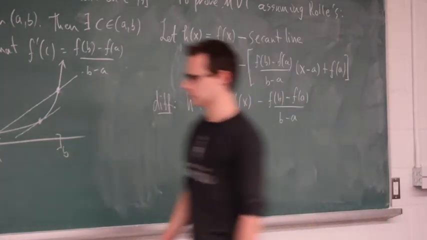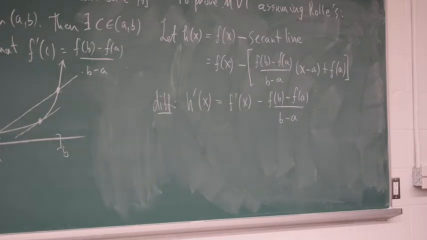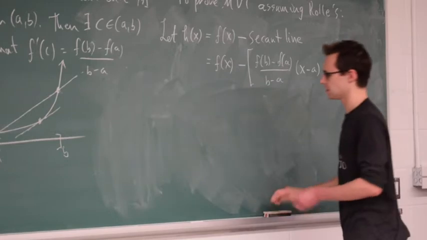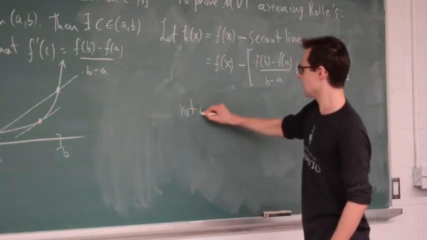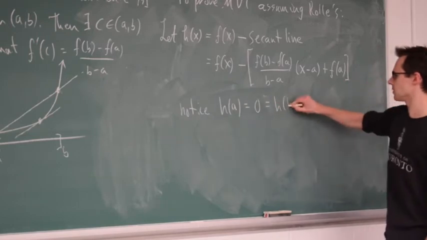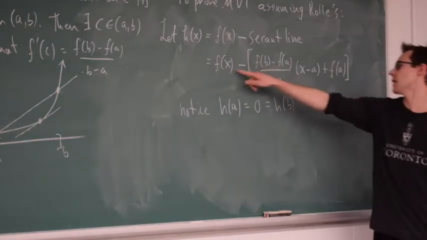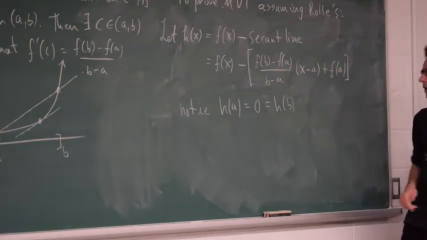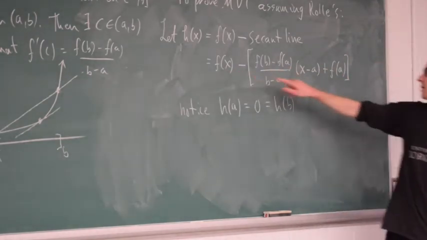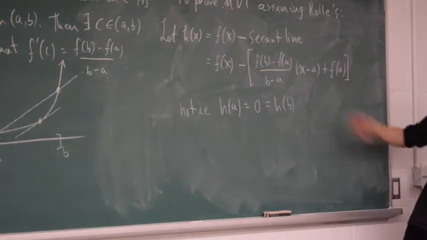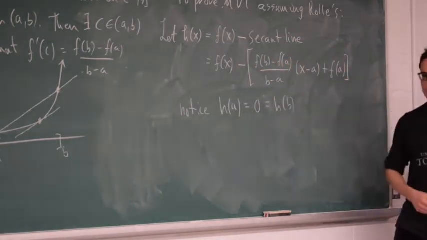First, let's actually check that if you sub in a or b, you do get zero. Let me just put that step in quickly. Notice that h of a equals zero, which is h of b. We sub in a, f of a minus f of a is zero. If we sub in b, we get f of b, the b minus a terms cancel out, and you can work through it. That's zero as well.